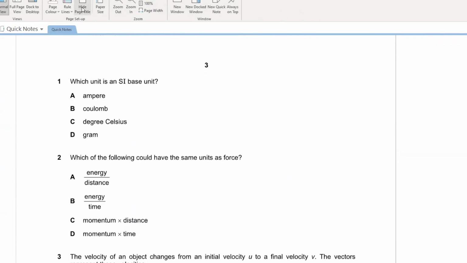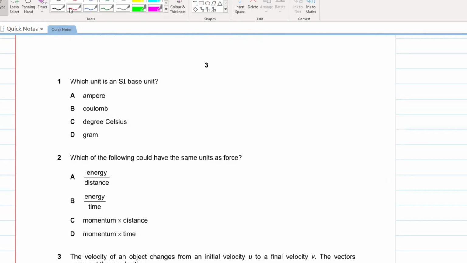What is the first question saying? Which unit is an SI base unit? If you have studied the 7 SI base units, you will know ampere is an SI base unit. A is your answer. Coulomb is not an SI base unit. Degree Celsius is not an SI base unit. And consequently, the only SI base unit here is ampere, A.